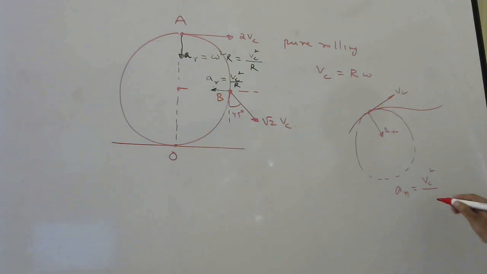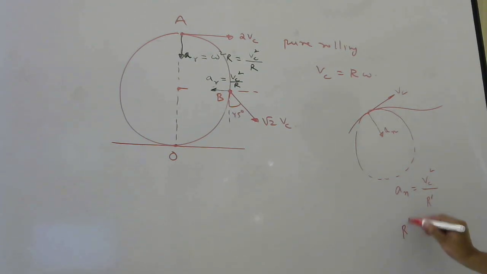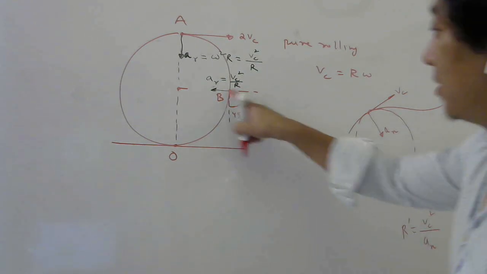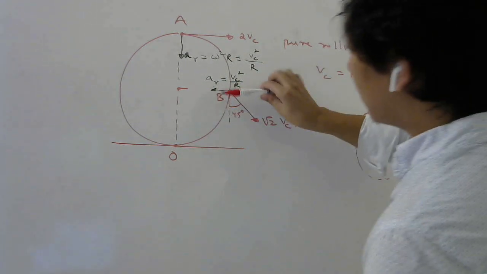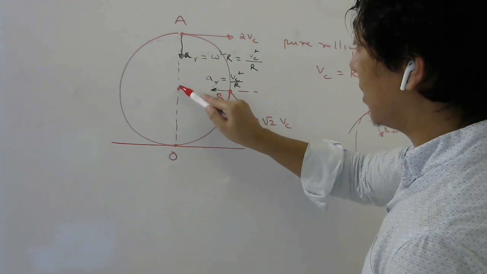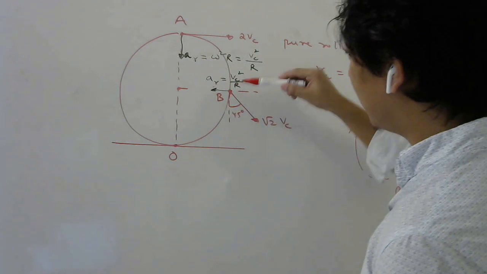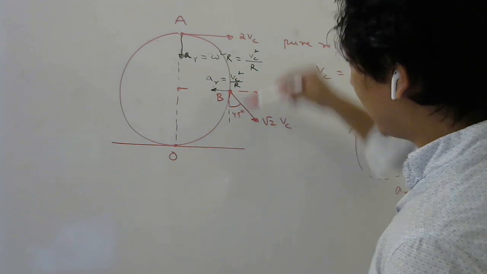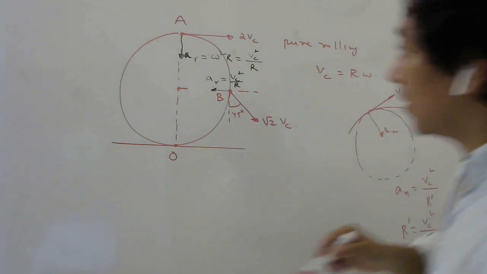What symbol should I write? Let me write something like R dash. So your R dash will be Vc square by normal acceleration. Now don't think normal acceleration is your this. See, this is normal acceleration provided you sit here. So the actual velocity is not here. No, actual velocity is this side. Now let us come back to this.